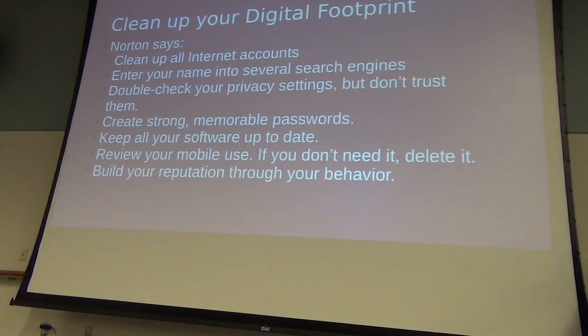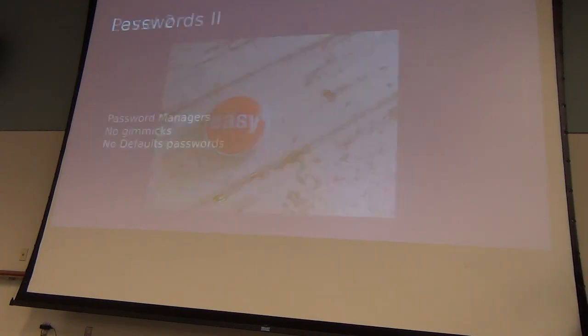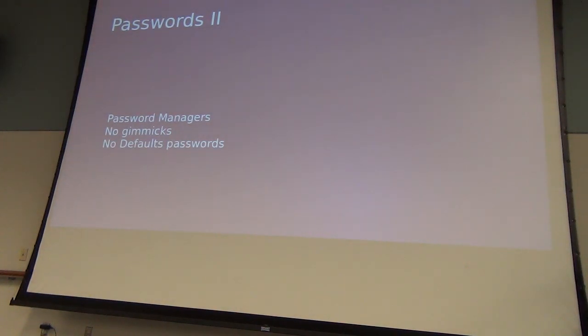So now we're getting on to level two. It's the easy stuff. This is stuff that you've got to start doing, or, you know, start getting used to doing. Start using password managers. I can show KeePass a little bit later, but don't use any gimmicks. By that I mean don't use a fingerprint, don't use a little pin, don't use those swipe motions. I'm sure everyone knows how insecure the swipe motions are. Most people just use a letter, so you can go through 26 letters and find someone's password.